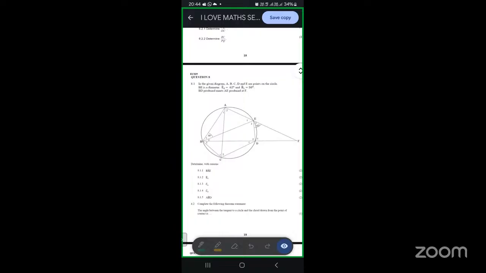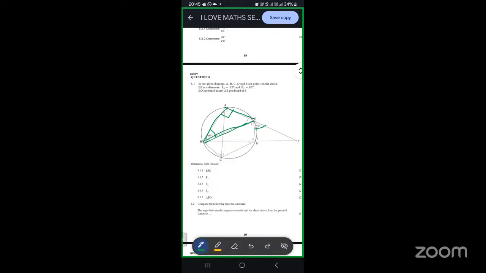They're saying in the given diagram, A, B, C, D, and E are points on the circle. BE is the diameter. This implies that this angle is 90 degrees, because this is the diameter and that angle is the angle subtended by this diameter. We are given E3 as 62 degrees, and B1 as 50 degrees.